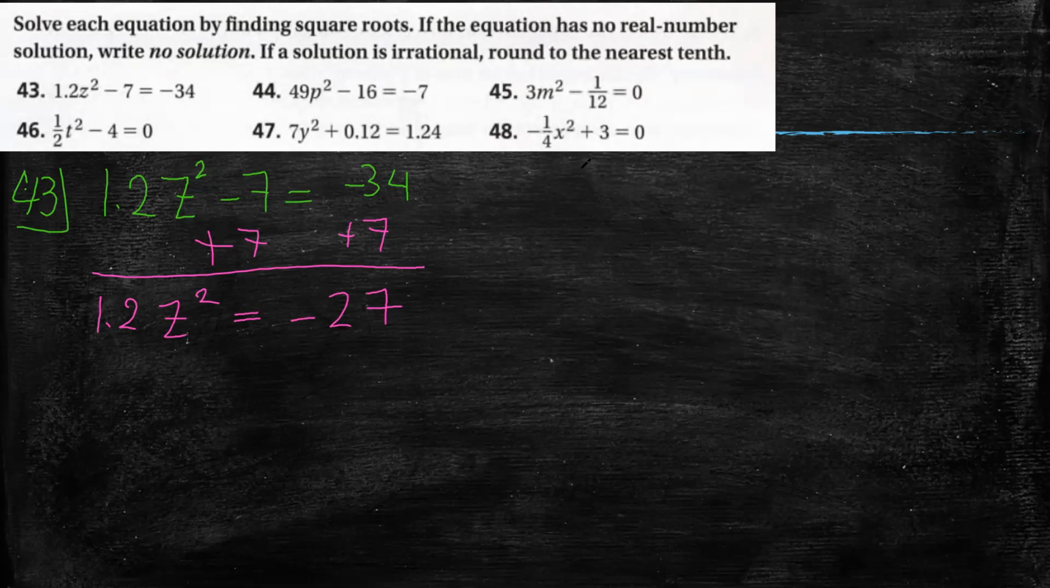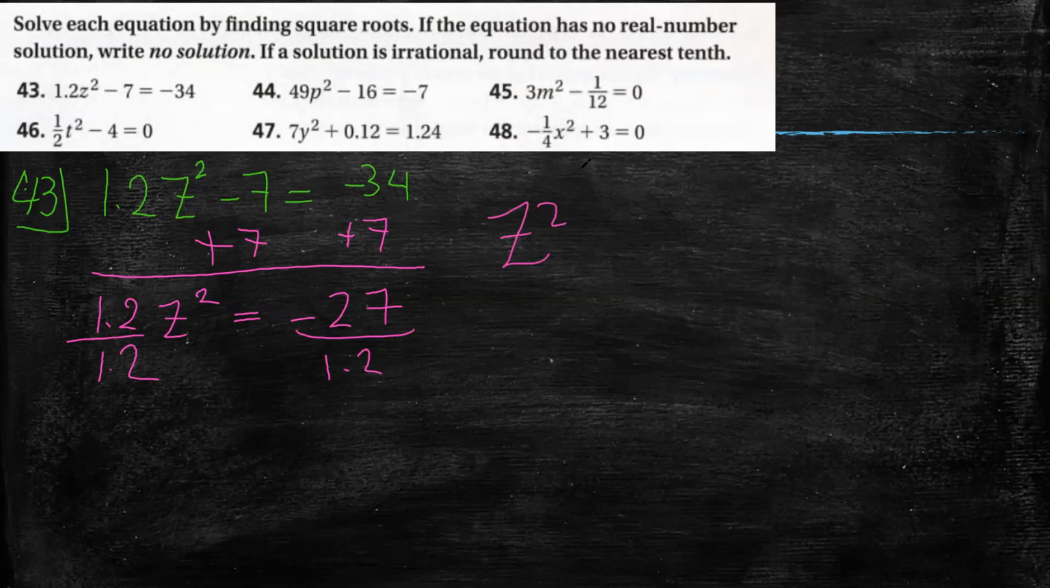So here I will repeat. I have 1.2 z squared minus 7 equals negative 34. I want to isolate the variable on one side and the other numbers on the other side. How? I will look at the variable. This variable has 7 subtracted from it. What is the opposite of subtraction? Addition. Plus 7 on both sides. I'll get now 1.2 z squared equals negative 27. Then divide by 1.2, divide by 1.2.